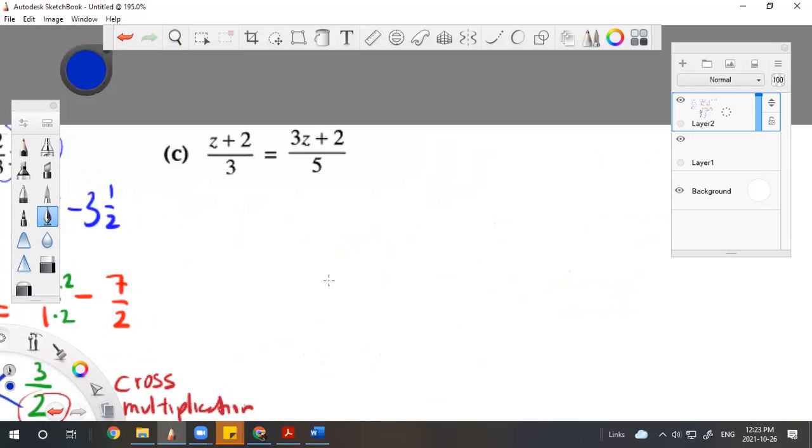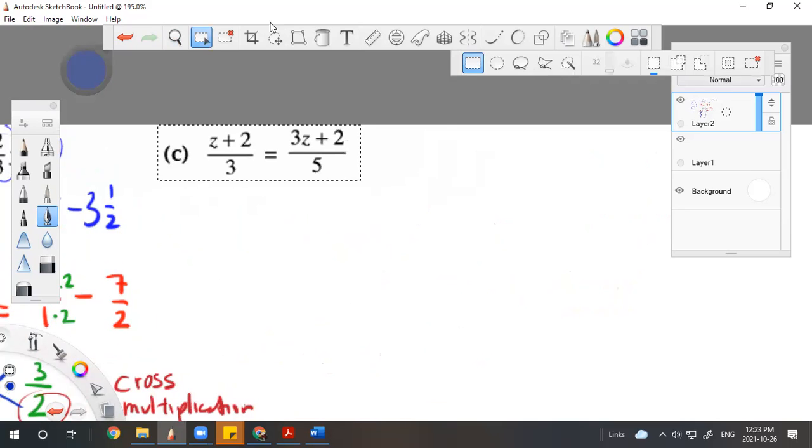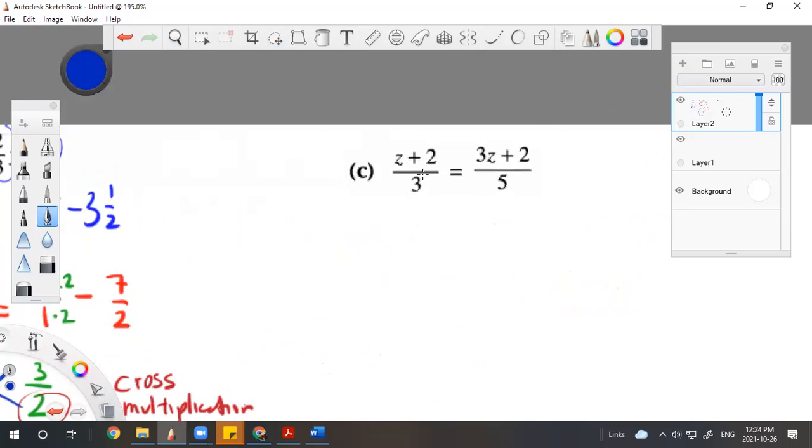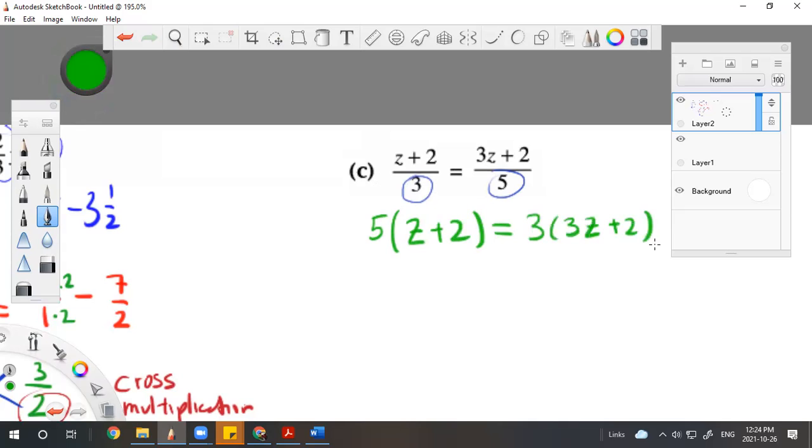Ini juga sama. Yeah, do the cross multiplication. Wait, move it a bit to the right side. So 3 is division on the left side and 5 is division on the right side. So you have to put them on the right hand side and left hand side, the opposite hand side. That's better. So 5 bracket z plus 2, right? Because we multiply, equals 3 bracket 3z plus 2.